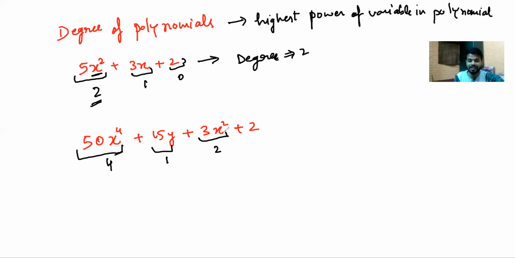As I have told you, degree is what? The power, the highest power. Okay, and here the degree is 0. So what is the highest degree? Highest degree is 4. So of course the degree of this polynomial is 4. Okay, now let us see one more example.